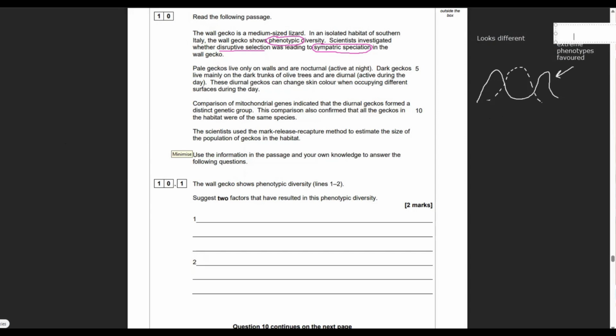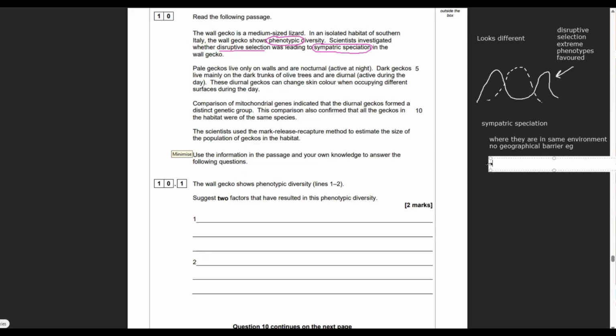I've circled sympatric speciation here. What is sympatric speciation? Sympatric speciation is when you have speciation, but there is no geographical barrier. You're not separated by mountains or by a river or by a lake or a volcano or an ocean. You're actually living in roughly the same environment. So I'm just writing the definitions because I know they might come up in this question.